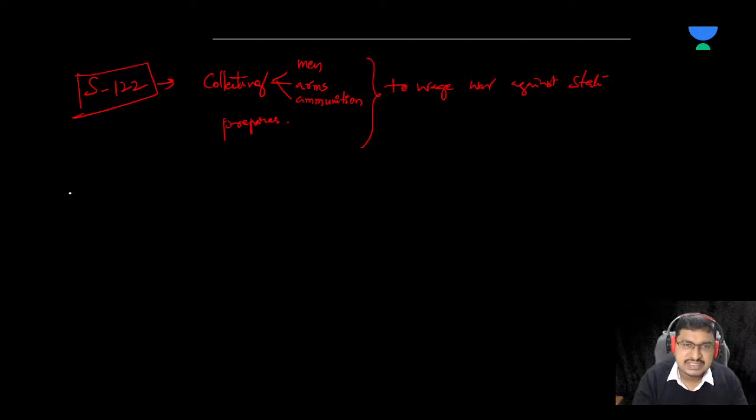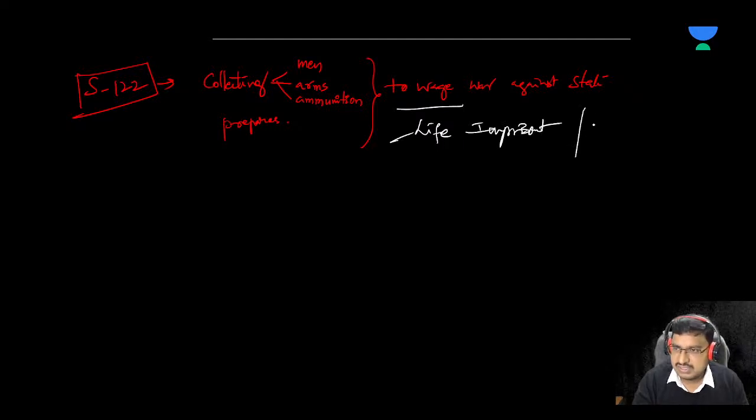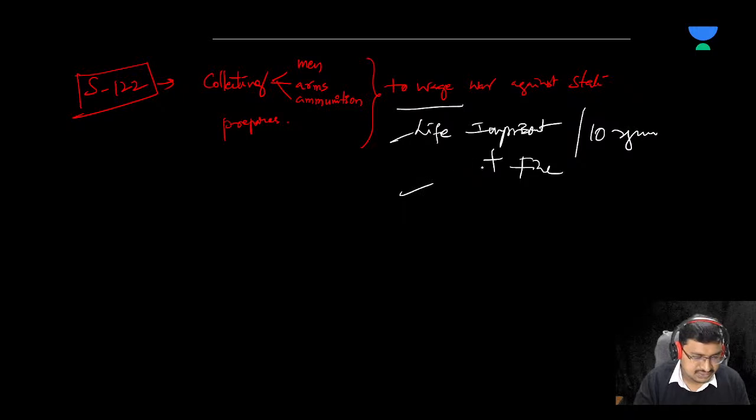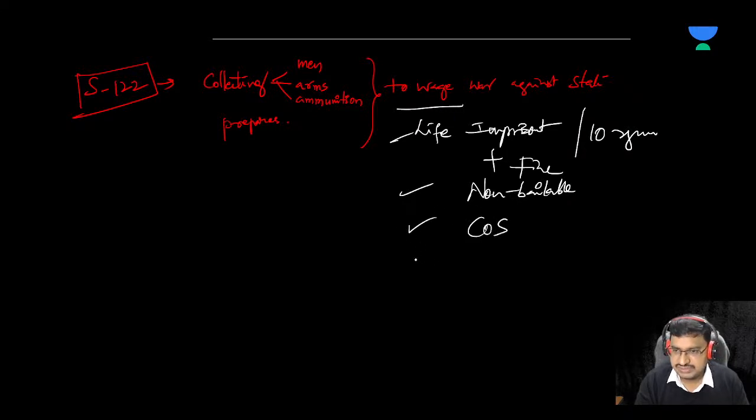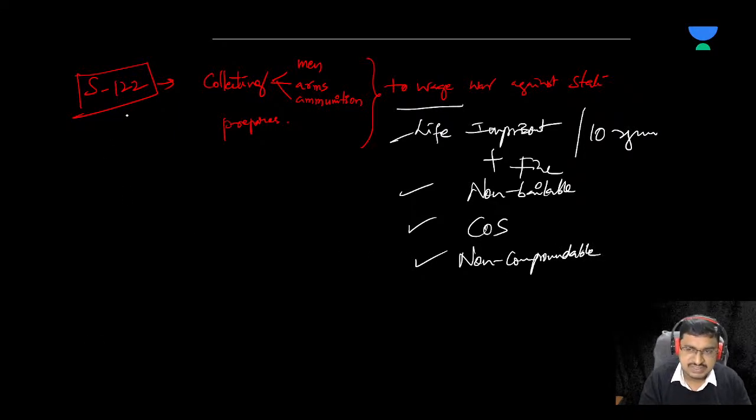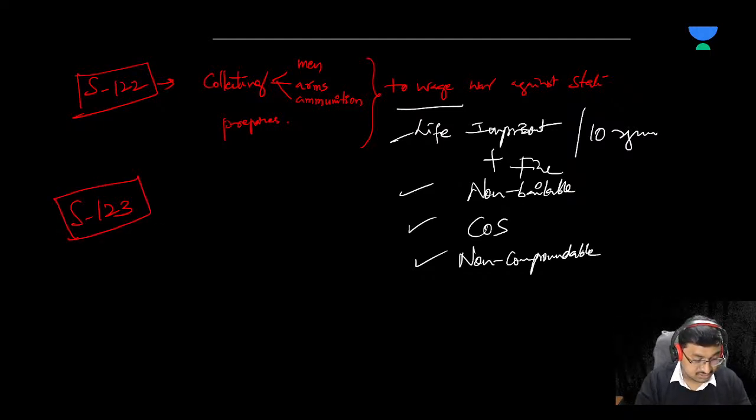Now, section 123, coming to its classification, friends, imprisonment for life, or 10 years, and fine. Then it is non-bailable. It can be triable by court of sessions, and it is non-compoundable, friends. This is the classification with regard to section 122. Coming to section 123, section 123 of IPC is speaking about concealing with intent to facilitate design to wage war.